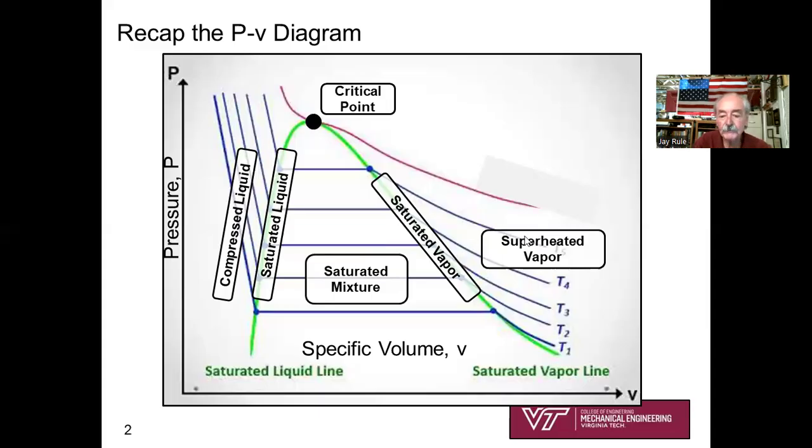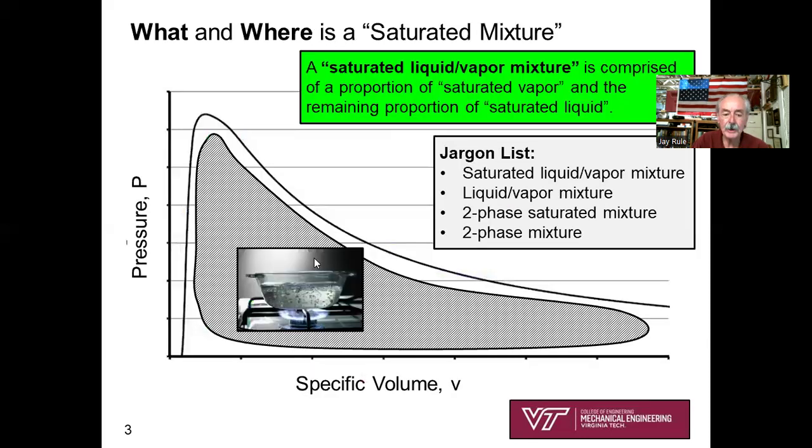Now, of course, if you're to the right of the dome, you're superheated vapor. To the left of the dome, you're a compressed liquid, which will be a lot like tap water or compressed water. But in this video, we're going to talk about phase change substances that are lying underneath the dome. Okay, so what and where is a saturated mixture?